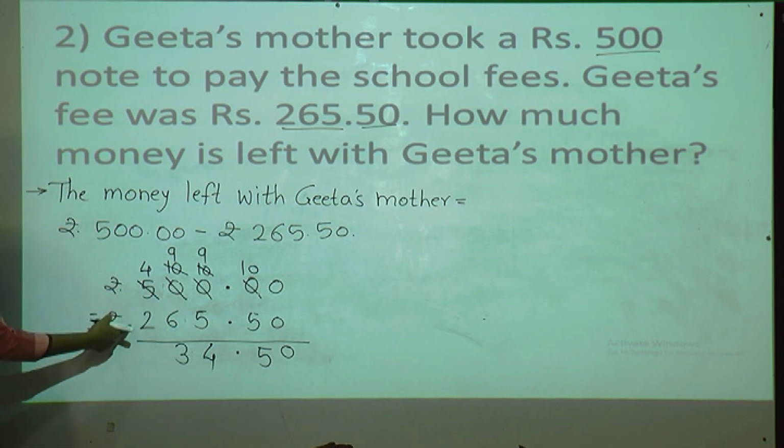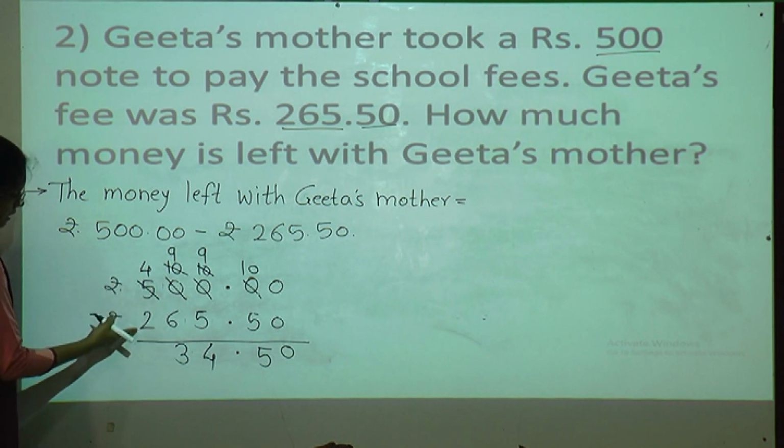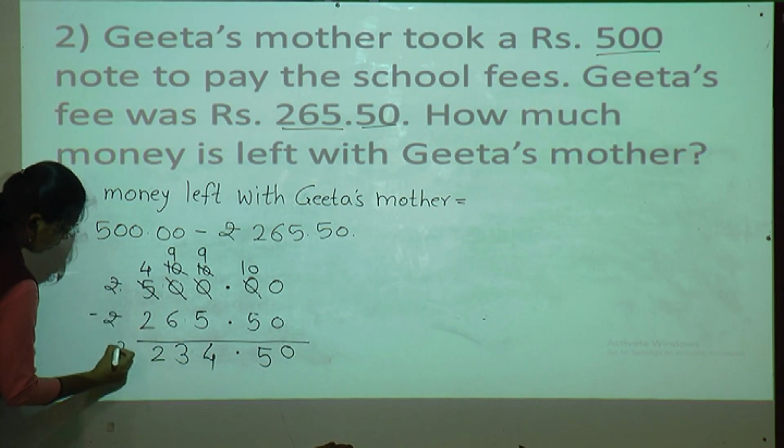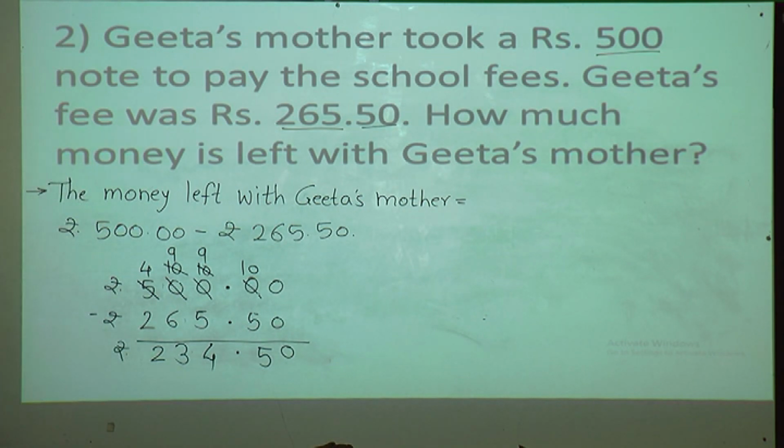Then see the hundreds place column in the rupees. Here 4 is there, here 2 is there. 4 minus 2, 2. So how much money is left with Geeta's mother? Rupees 234.50 left with Geeta's mother.